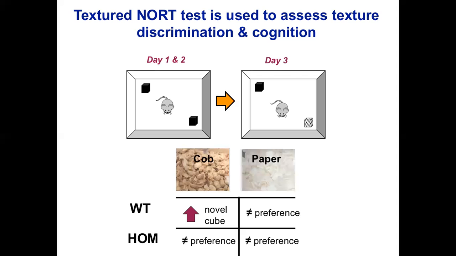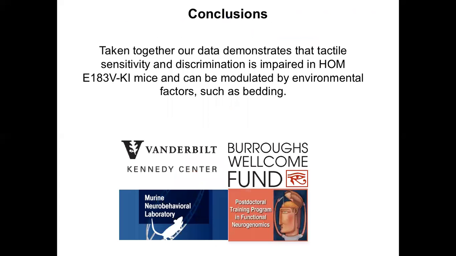So if we take all of this data together, we can say that tactile sensitivity and texture discrimination is impaired for our homozygous E183V knock-in mice, and that this behavior that we're seeing can be modulated by factors such as bedding.